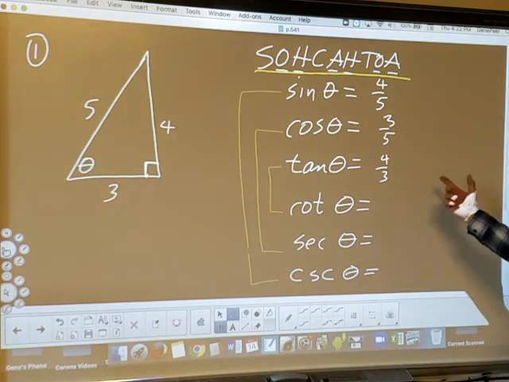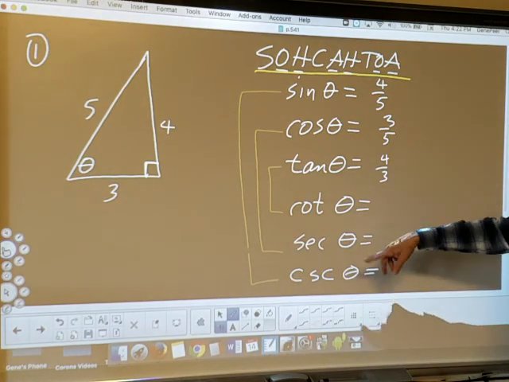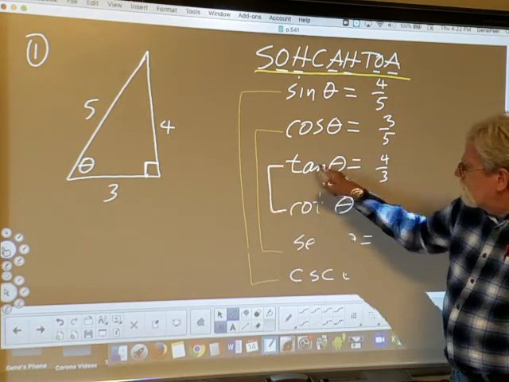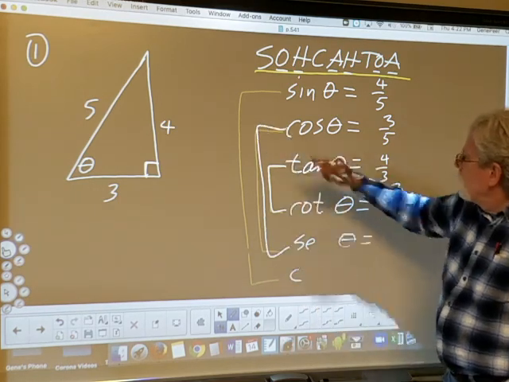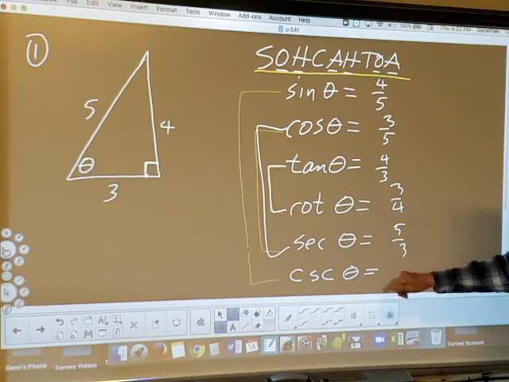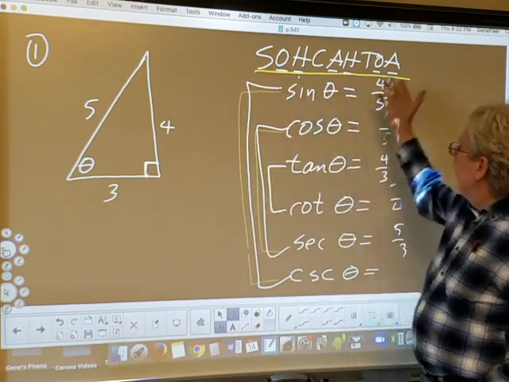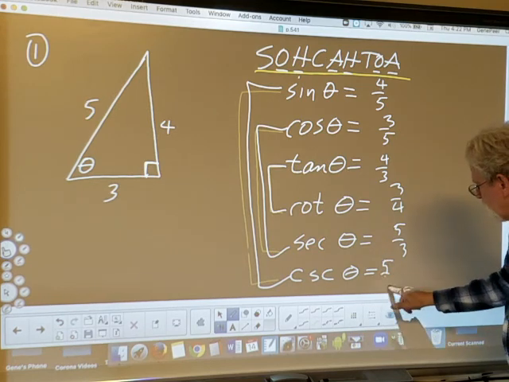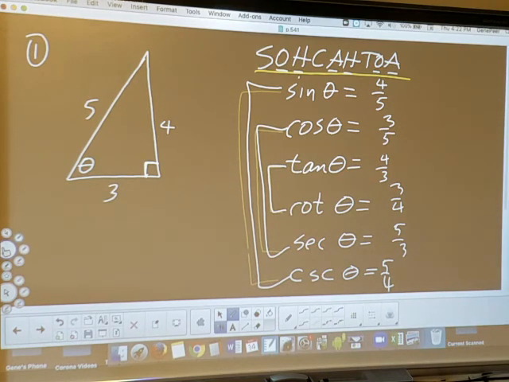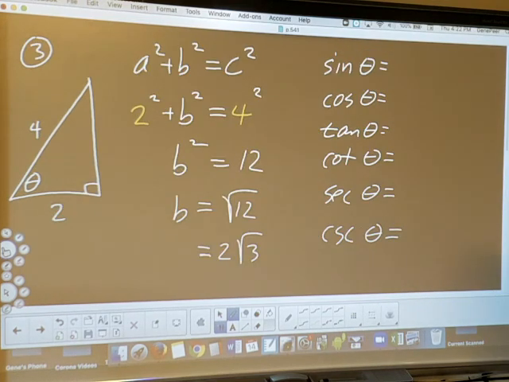All right, continuing. The rest of these are trivial because cotangent is indeed the reciprocal of tangent, so it's 3/4. Secant is the reciprocal of cosine, so it's 5/3. And cosecant is the reciprocal of sine, so it is... oops, no, it's not 4/5. It's 5/4. And unless I did something silly in my haste, those are all correct. Yes, we move on.